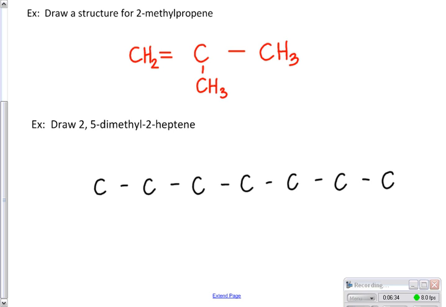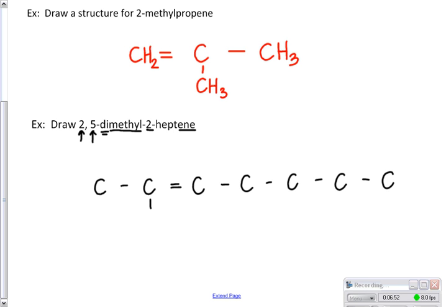Now, this ene is telling me there's a double bond on the 2 carbon. So if I number it from left to right, 1, 2, I'm going to draw my double bond between 2 and 3. It's also telling me that there are 2 methyl groups. One is located on the 2 carbon, the other one is located on the 5 carbon.